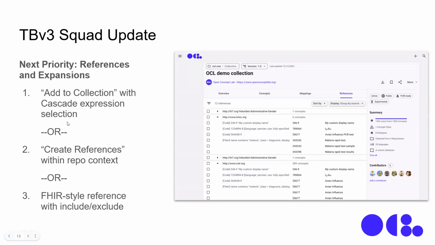So we're focusing on steps that you may already be familiar with, like adding to collection with the ability to select whether or not you'll cascade. Some of you might have used a create references option within the repo itself, or of course, we want to do maybe something more FHIR style that's doing more includes and excludes. So these are all things that we're aiming to focus on in the very near future. And again, if this is anything that's of interest to you, I do encourage you to reach out. We would love to engage people to try out this new functionality and give us tips on what would make this more clear for users.